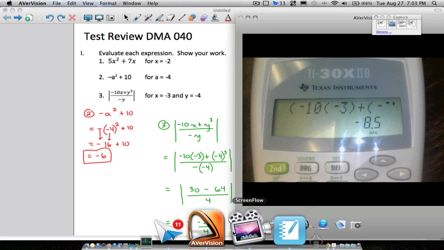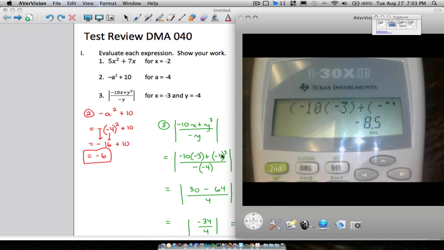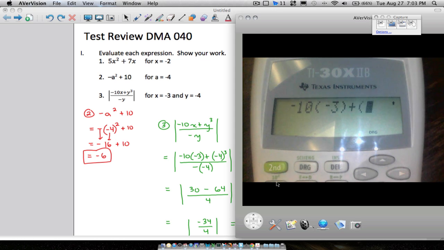What you could have done to check, you could type in just the top stuff. You wouldn't need those parentheses that I just deleted. So it looks something like this. That matches exactly what the top stuff says. That's going to spit out that negative 34. So there's your negative 34, as you can see right there.